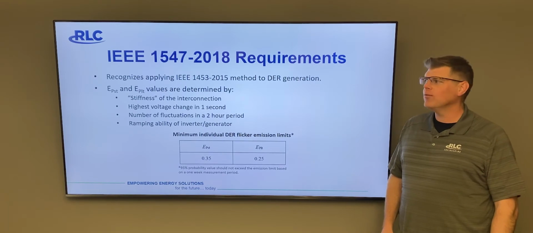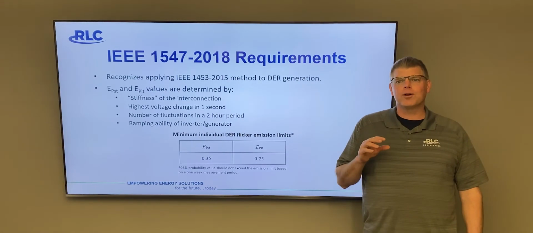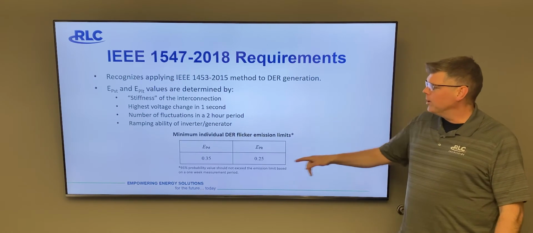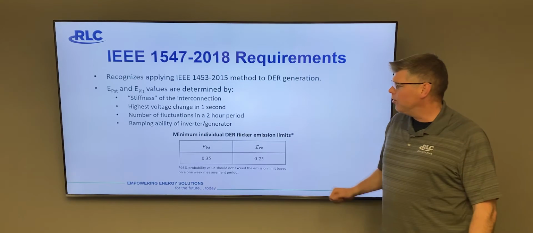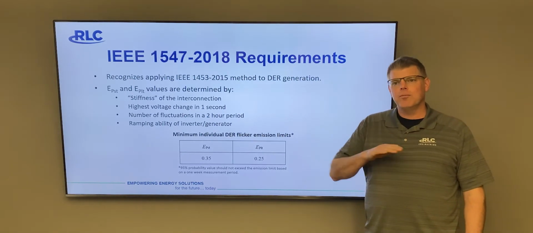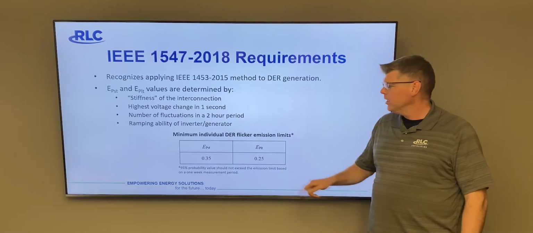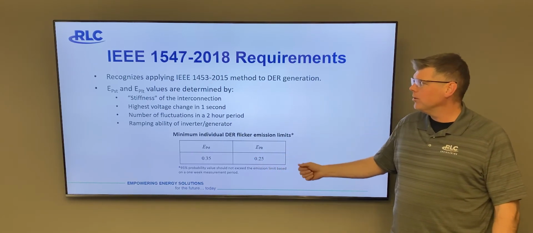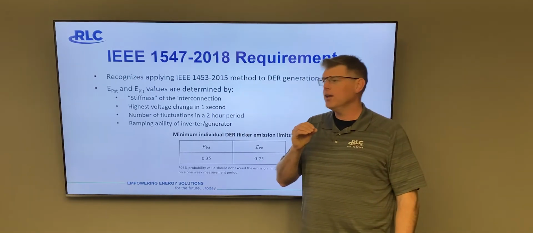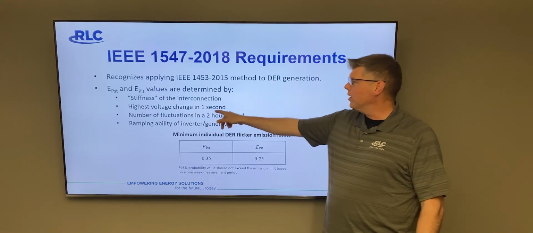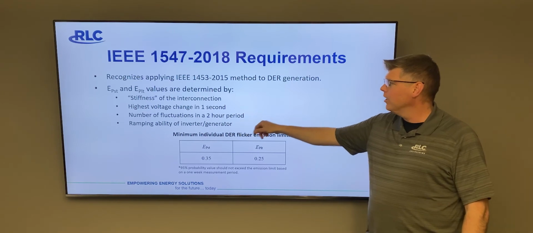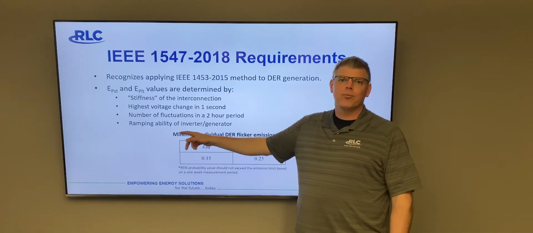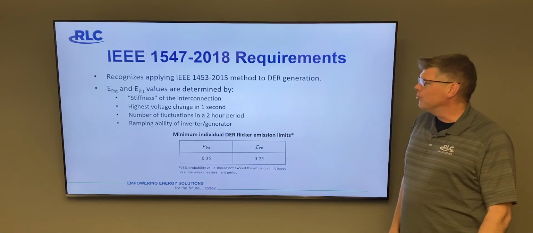IEEE 1547 looks at voltage flicker from generation on to distribution. In this, we have EPST and EPLT values to measure the level of allowable flicker. If these values are exceeded, the flicker is unacceptable. So what makes up these values? It's the stiffness or the strength of the interconnection, the highest voltage change seen in 1 second intervals, the number of fluctuations in a 2-hour period, and also the ramp rate capability of the inverter and the generator.